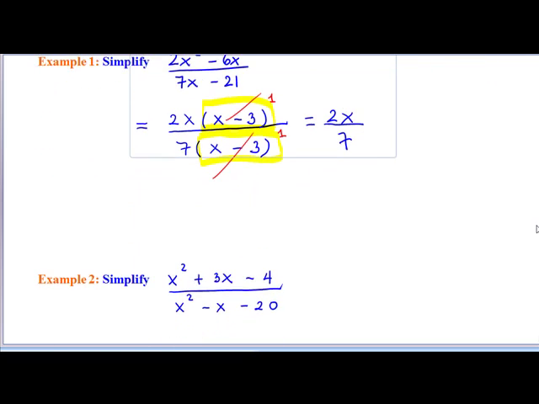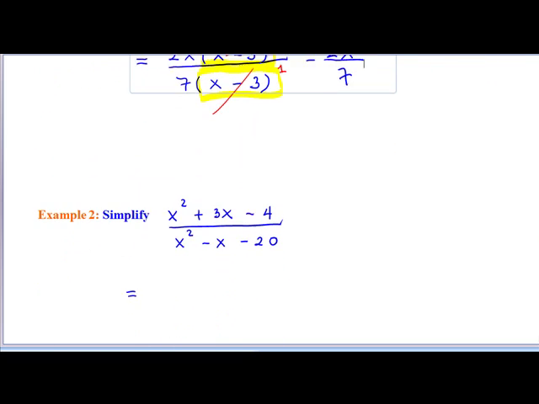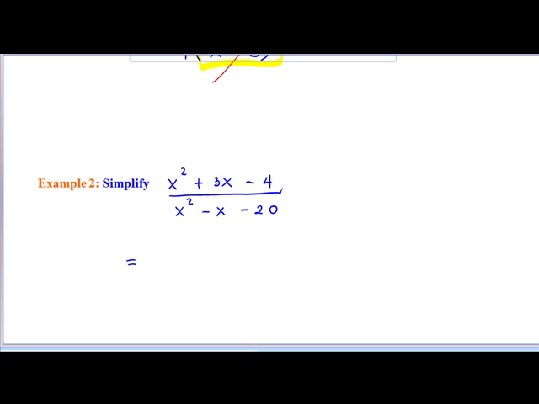Let's try another example. I'm going to simplify this expression. So once again, step 1 is just to factor both numerator and denominator. The minus sign here tells us you have 2 opposite signs. So we're looking for 2 numbers that multiply to minus 4 and add together to equal 3. So I'm going to pick 4 and minus 1, because minus 1 times 4 is minus 4, and minus 1 plus 4 is 3.